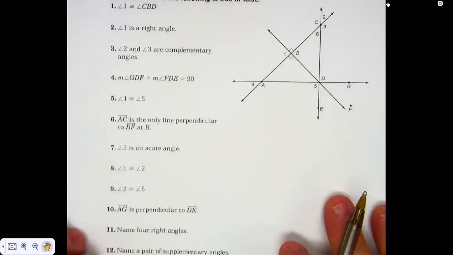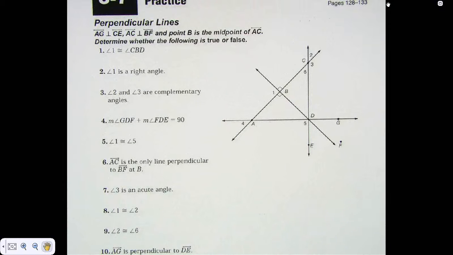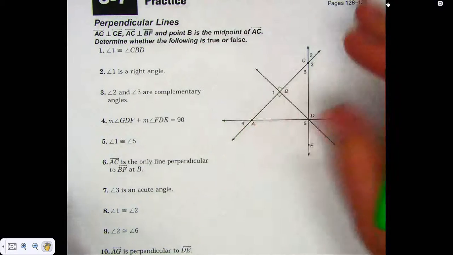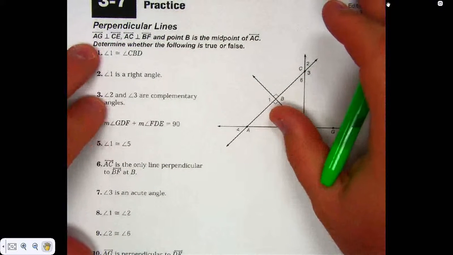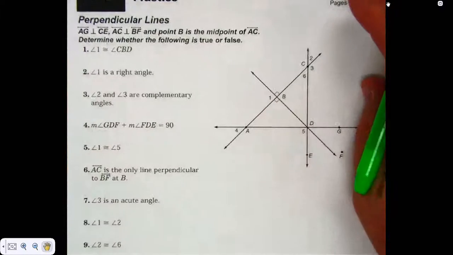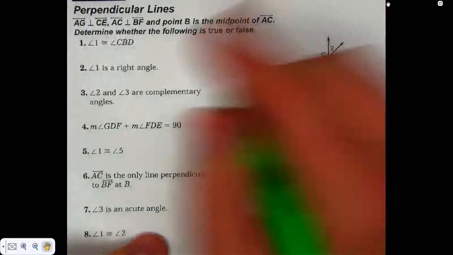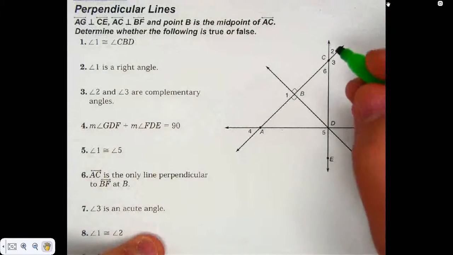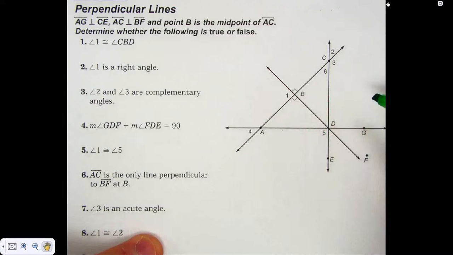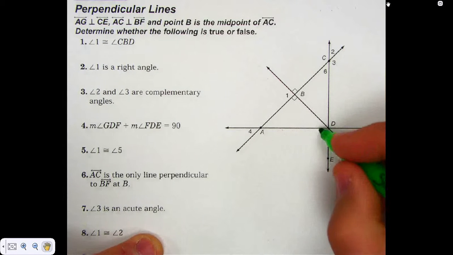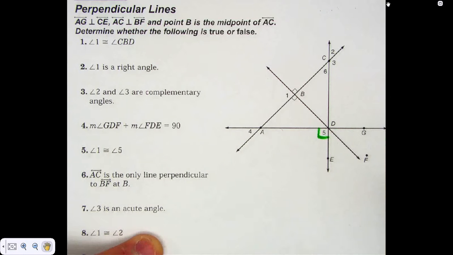Okay, let's go over what they give us here. Maybe use this green highlighter here. First, before I even start worrying about answering number one, I need to decipher everything about this picture and the conditions. AG is perpendicular to CE. AG, where's A? Right there. Where's G? G is perpendicular to what? CE. So it would be good for me to put that in right there, wouldn't it?